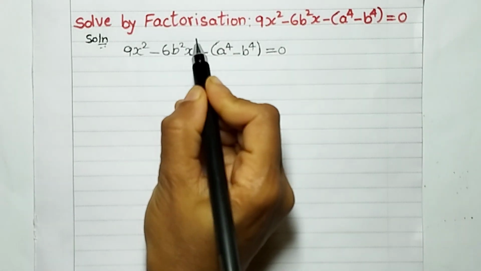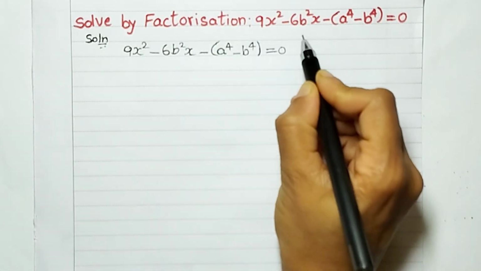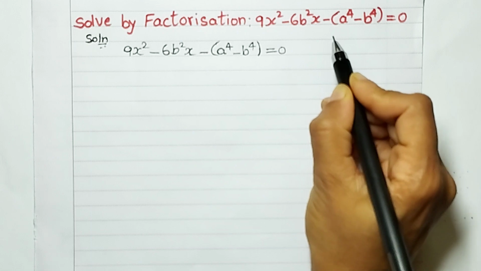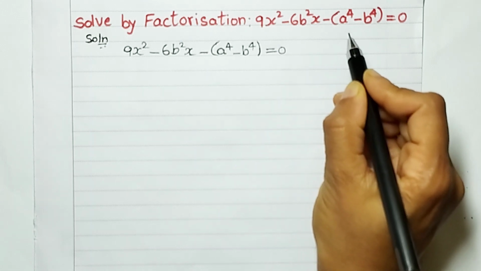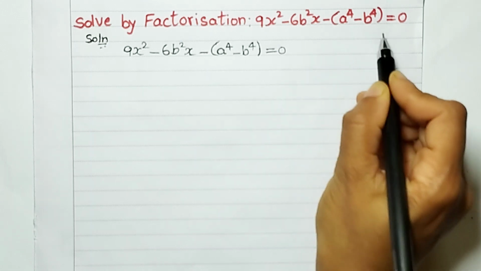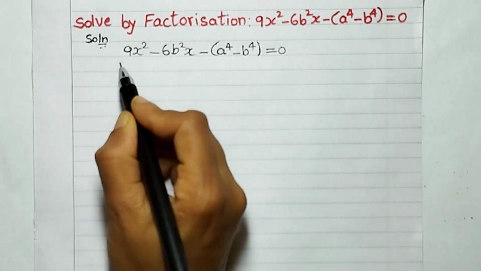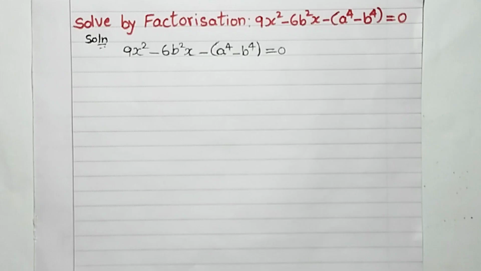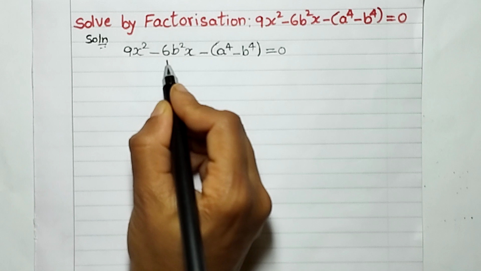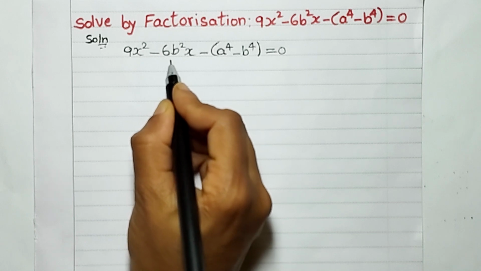Solve by factorization: 9x² − 6b²x − (a⁴ − b⁴) = 0. Solution: here we can solve this equation by factorization by splitting the middle term.